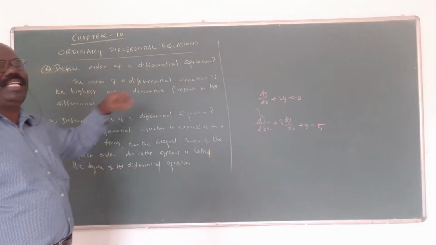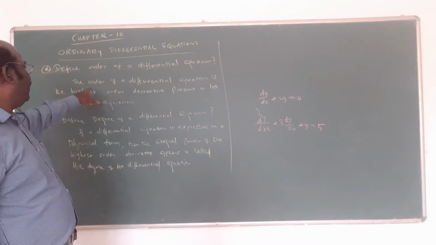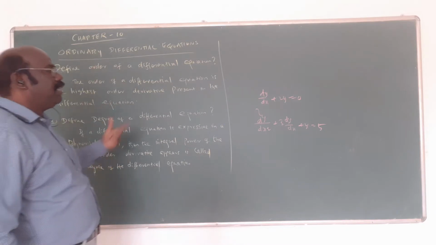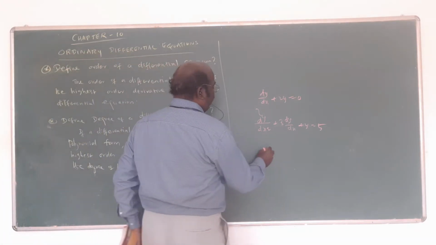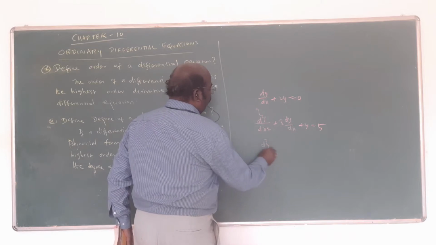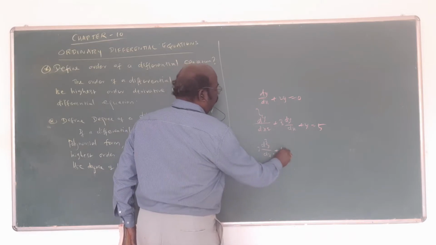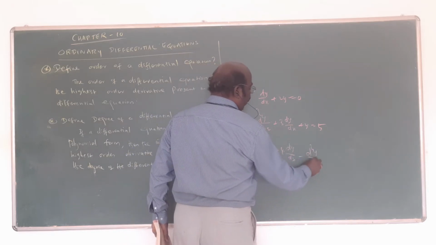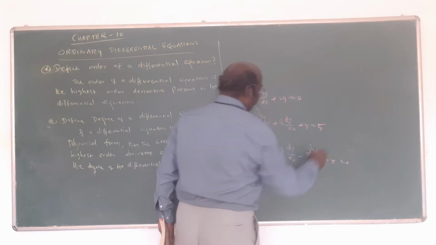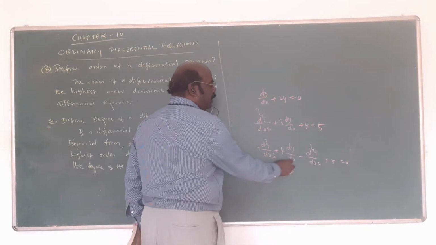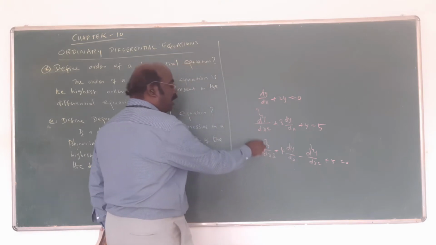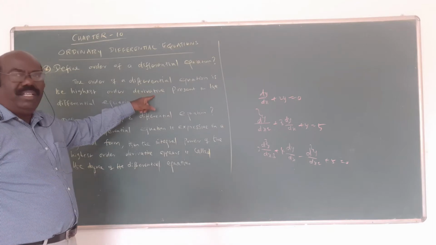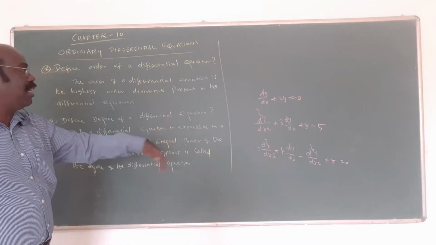Find the order of the differential equation. What is the definition? The order of the differential equation is the highest order derivative. Suppose d cube y by dx cube, 4 dy by dx, minus d square y by dx square, plus 5, is the equation. This has first order, second order, third order. What is the definition? Highest order derivative.